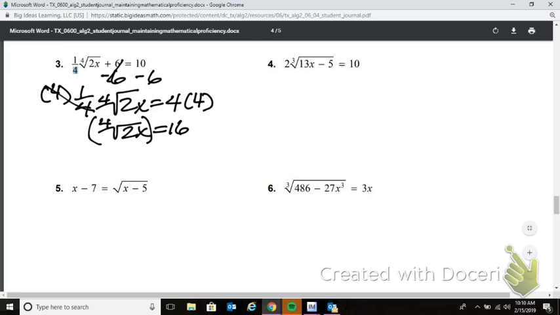To clear that, we're going to raise both sides to the same power as the index. So that cancels our radical. We'll get 2x equals, what is 16 to the 4th power? I think we need to calculate that.